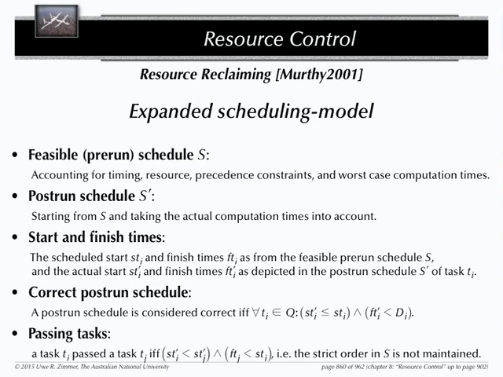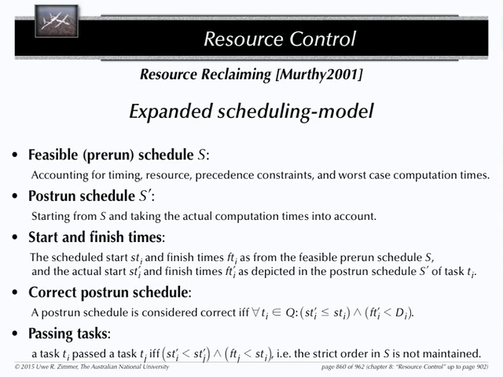Then you have a post-run schedule. This is the same thing in the first instance now. And the first instance is basically the pre-run schedule with the actual computation times. So you schedule everything according to the pre-run schedule, and we see how long they actually executed, because the pre-run schedule is based on the worst case computation times. That doesn't always need to be the case. We also have start and finish times, ST and FT.